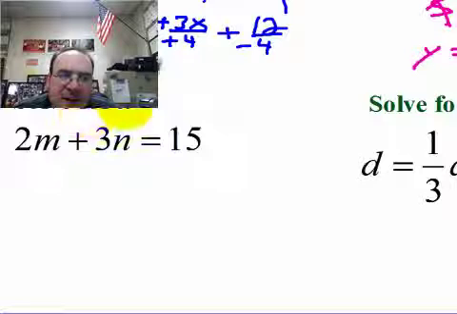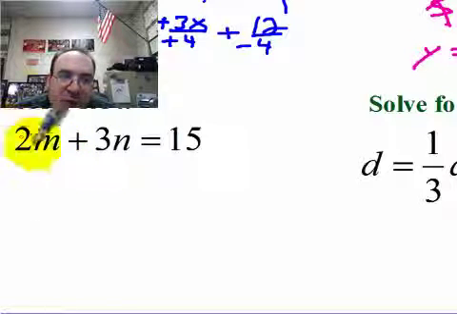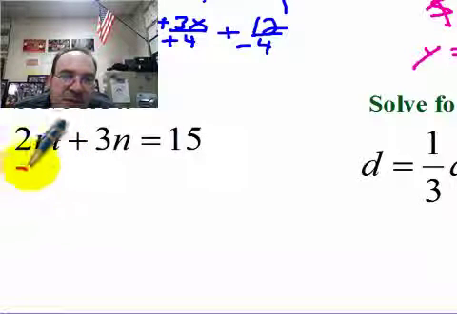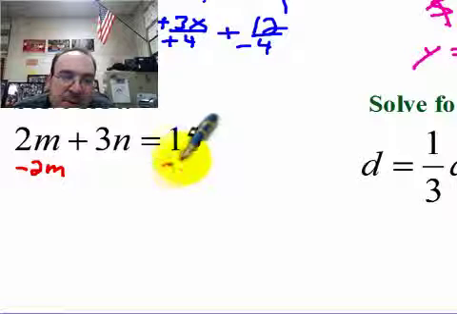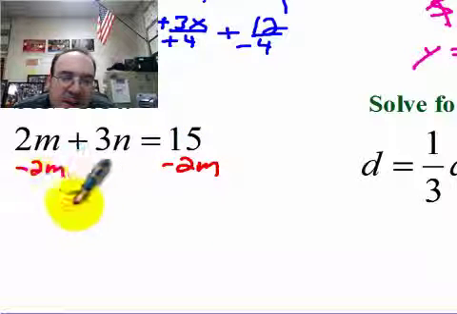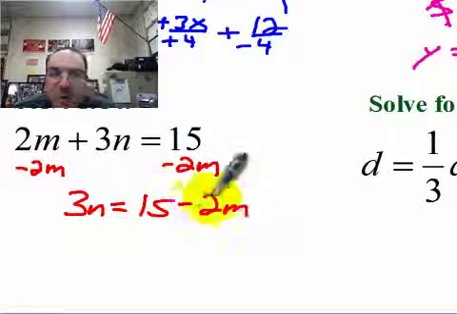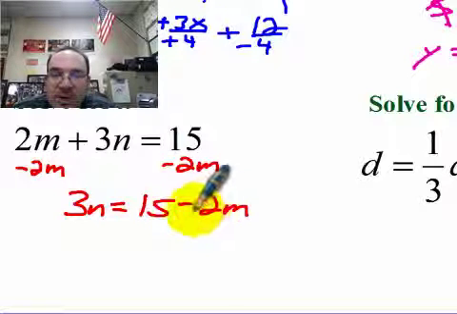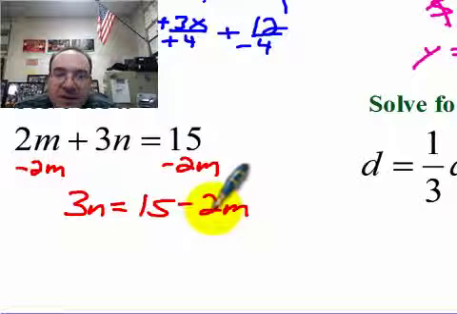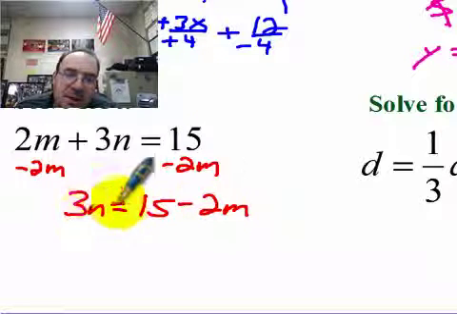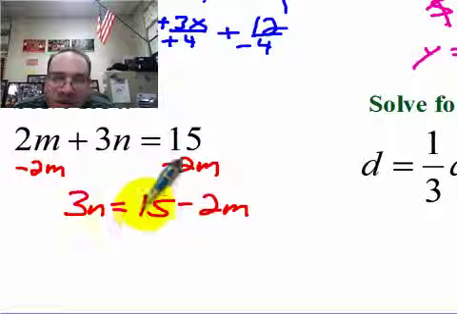We're going to solve for n. Now, just because you're solving for n, you still do it in exactly the same way. So I'm going to get rid of this term that doesn't have the n in it, and since it's a positive term, I'm going to subtract 2m from both sides. And I get 3n equals 15 minus 2m, or you could put the 2m in front, it doesn't matter. Like I did here, I put the 3x in front, so either one, as long as you keep the negative in front of the 2m.